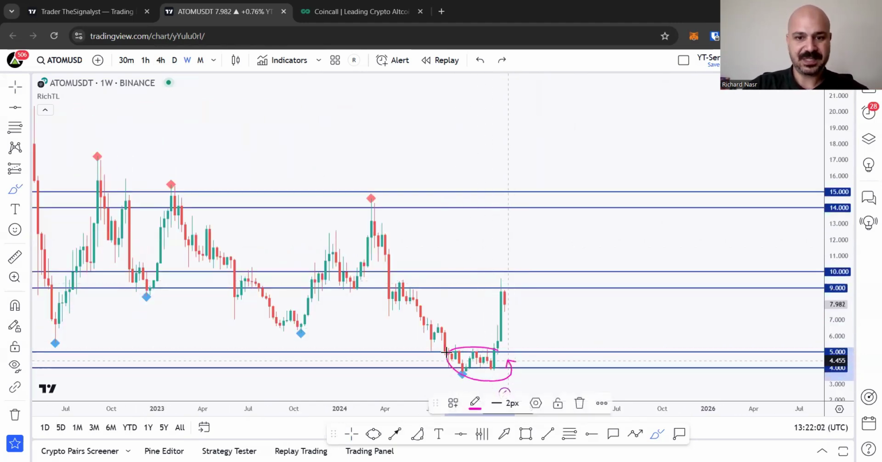So we rejected this previously. Now around this area, from a long-term perspective, we want what? A breakup of the 10 to expect what? A movement towards a 50% movement towards the 15 round number.